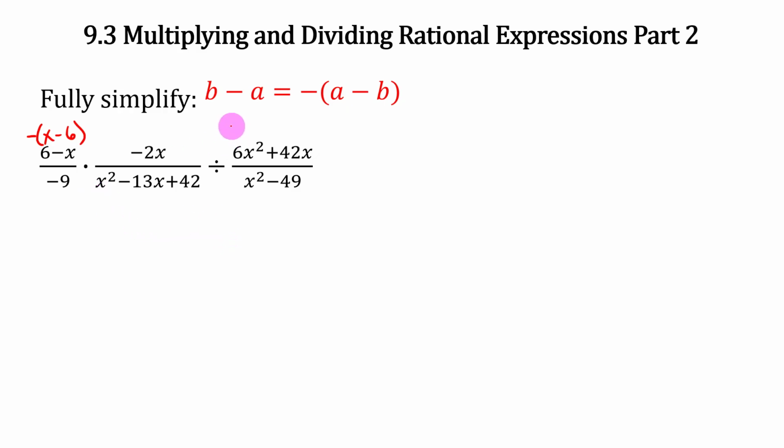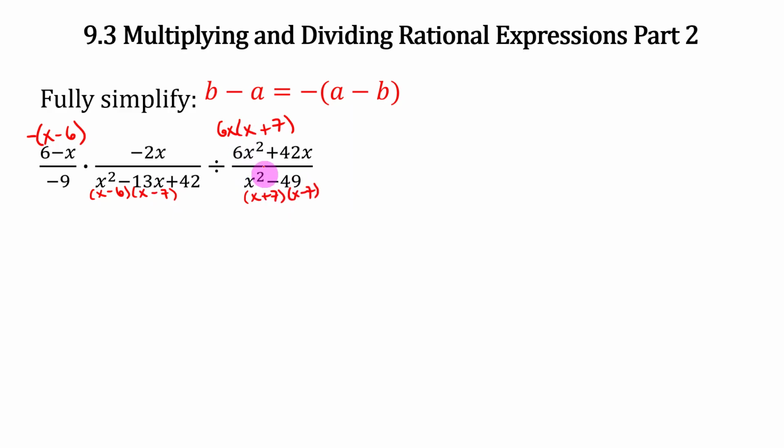Over here, we're going to factor out 6X, divide everything by 6X. So I'd have just X left there, divide this by 6X plus 7. Down here, what multiplies to 42 and adds to negative 13? Negative 6, negative 7. And here, X plus 7, X minus 7.